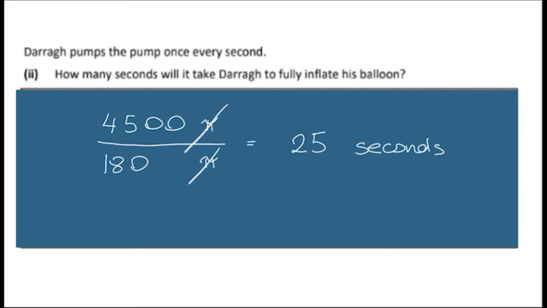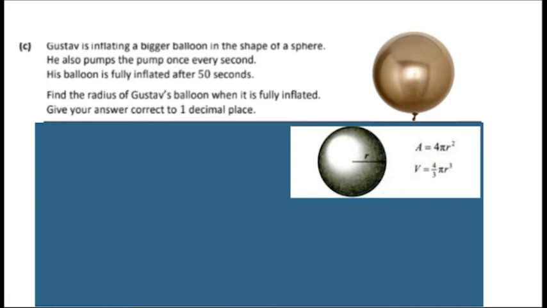Right, so finally now we are on to part C, where Gustav will pump up a new balloon for 50 seconds. So each pump is going to be 180 pi centimeters cubed, multiplied by 50. So let's work that out. That's going to give 9,000 pi centimeters cubed. And that's also equal to the formula 4 over 3 pi r cubed. So again, you can see if we have pi on both sides, it makes things a lot simpler, doesn't it?